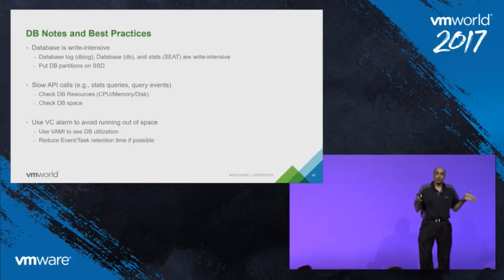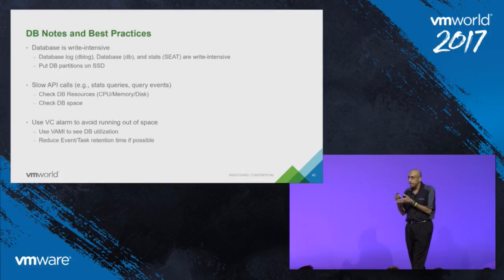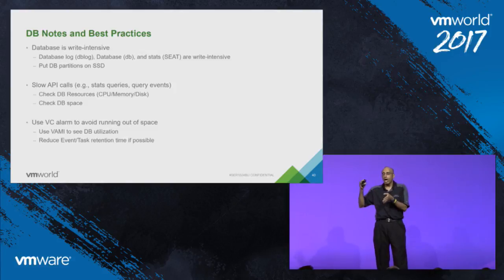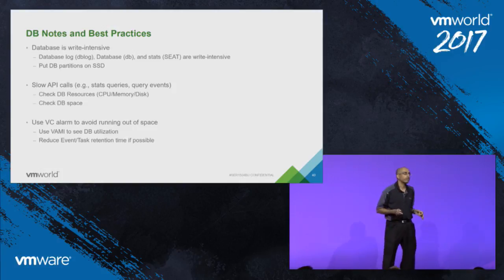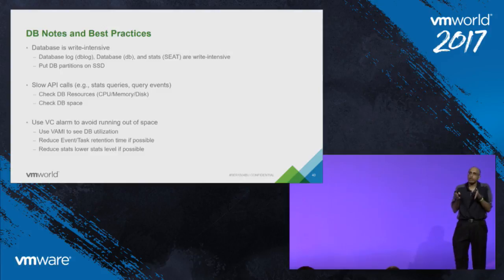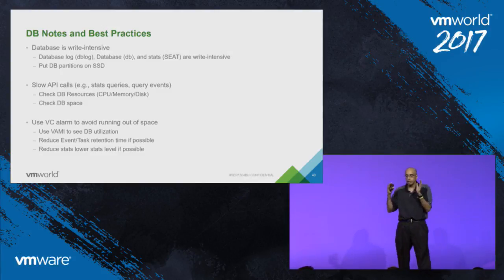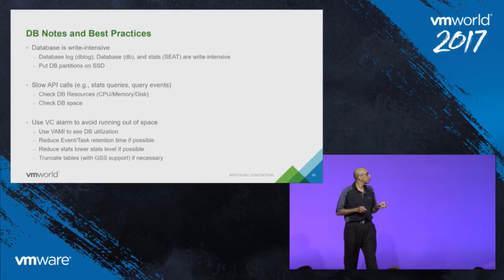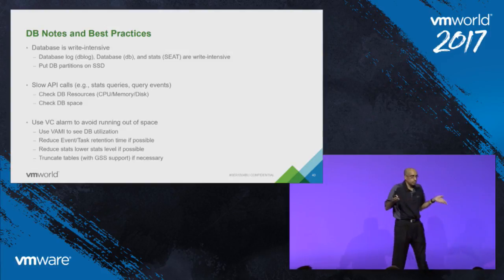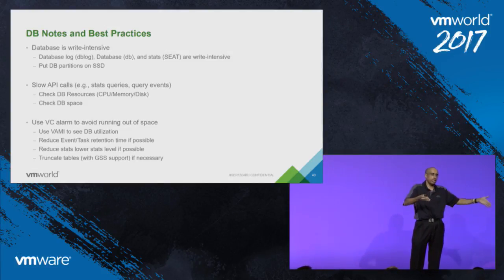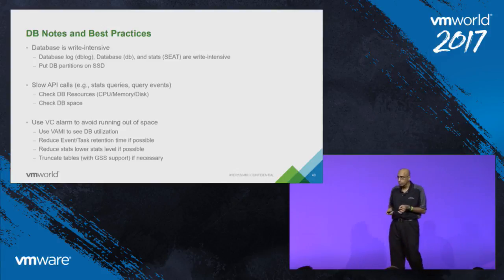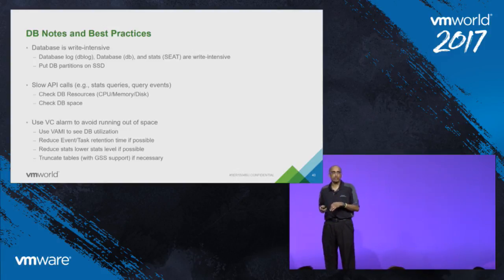Okay? If you start running out of space, sometimes you're asked to reduce the retention time of tasks and events. I'm going to show you how to look at what tasks and events are in your database so you know if you need to reduce it or not, and if so, what's actually causing all of that traffic. Sometimes we ask you to lower your stats level. The default is 1, which is fine. You can increase it, and that's great, but sometimes we ask you to throttle it back in case the database is getting filled with stats. And sometimes GSS will actually ask you to truncate some tables if it's running out of space and causing your queries to be slow. Okay? So let's take a look at each of these in turn.